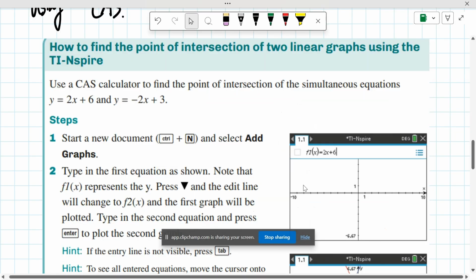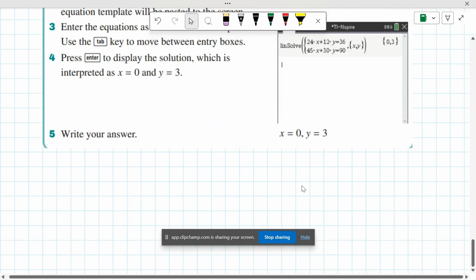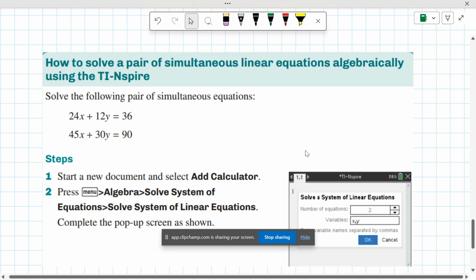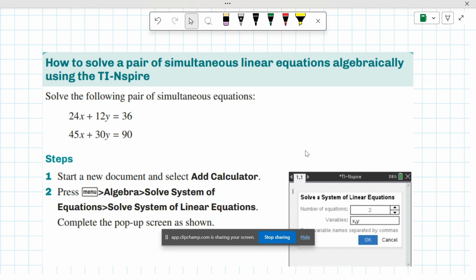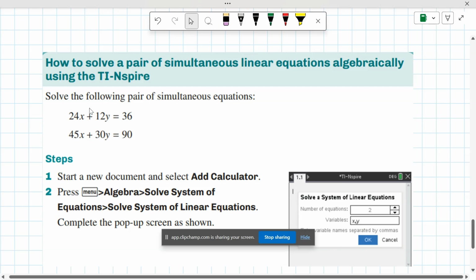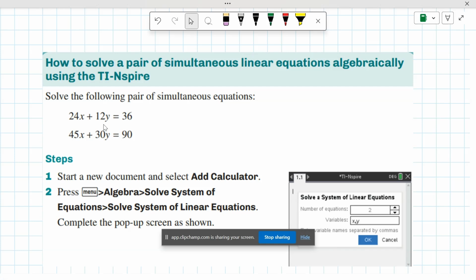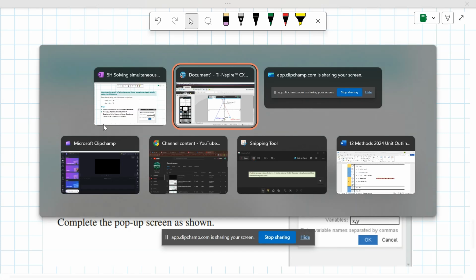Let's go back to the previous one. Now we're going to solve the pair of linear equations algebraically. The first thing we could do is 24x plus 12y equals 36, 45x plus 30y equals 90. That looks terrible, so we're going back to CAS.